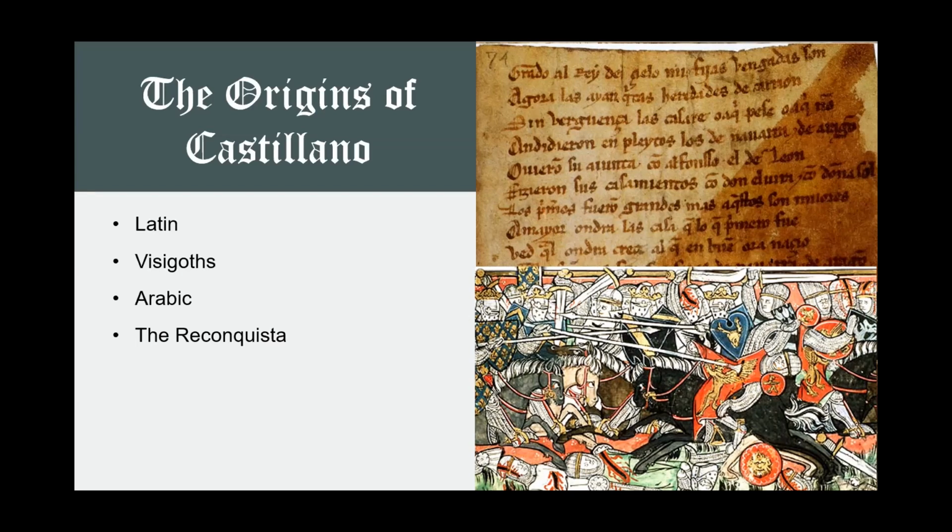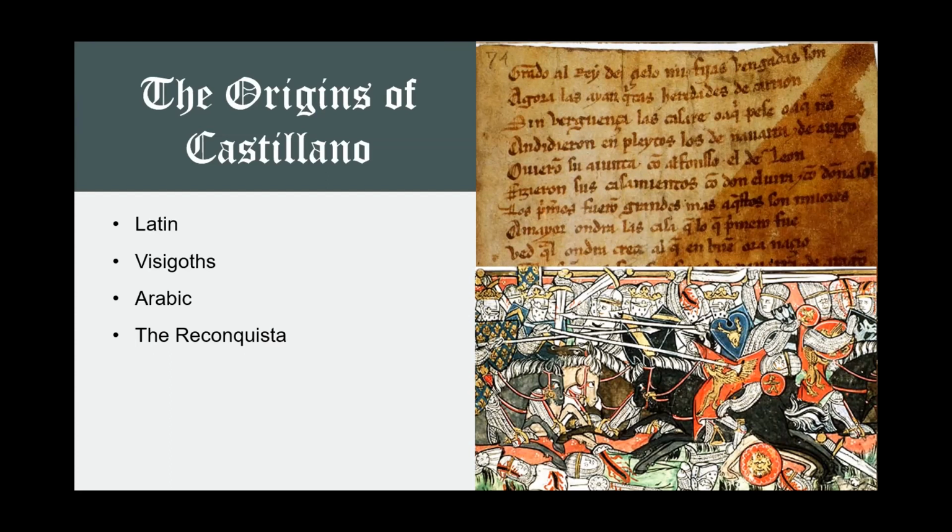And not too long after, you have King Alfonso X, who, apart from making many advances in medicine, law, culture, and music, also designates Castellano as the court language, making it less of a vulgar language and more of a courtly language.